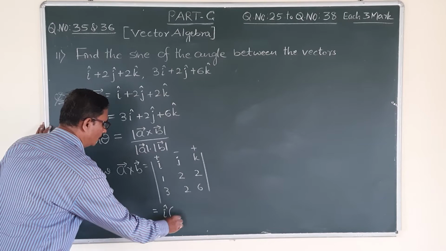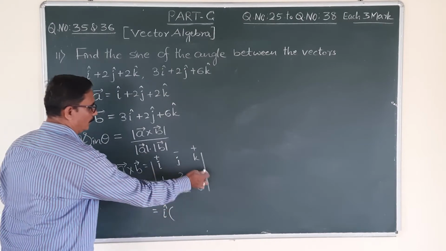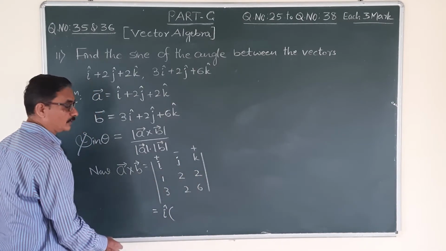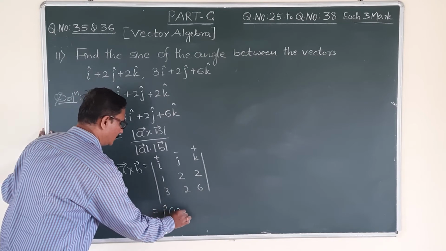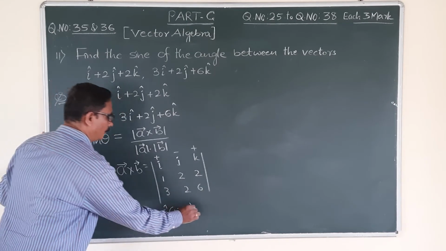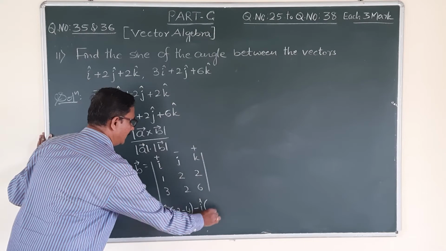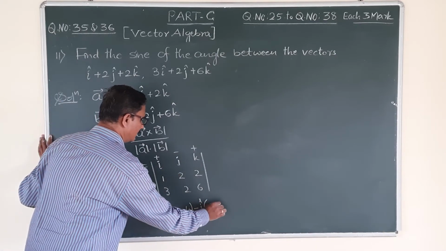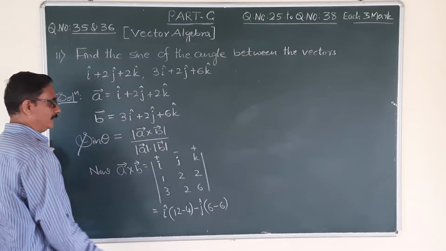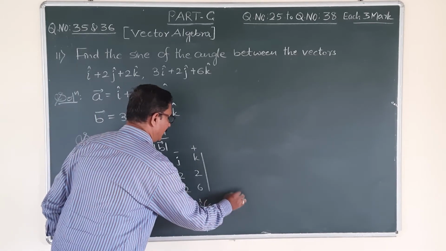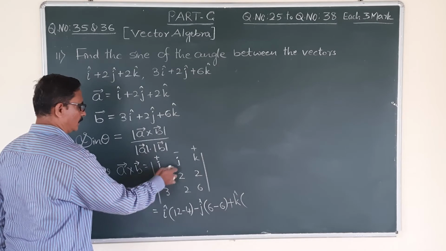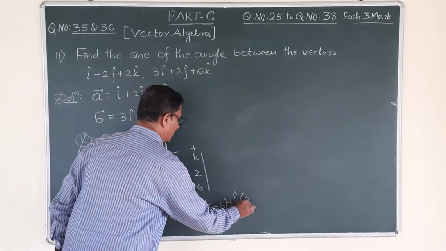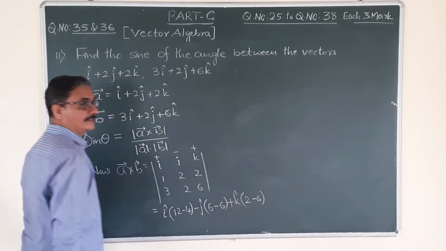i into deleting first row, first column, you will get 4 numbers. The difference of the cross multiply. 2, 6 are 12, minus 2, 2 are 4. Minus j into deleting first row, second column, 4 numbers. 1, 6 are 6, minus 3, 2 are 6. Plus k into deleting first row, third column, 4 numbers. 1, 2 are 2, minus 3, 2 are 6.